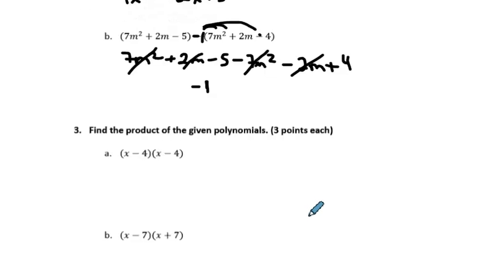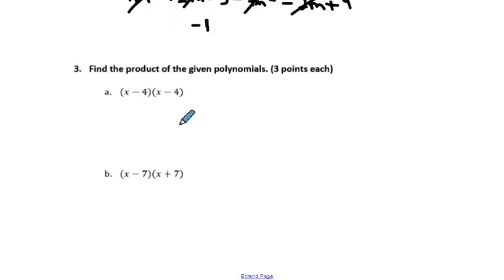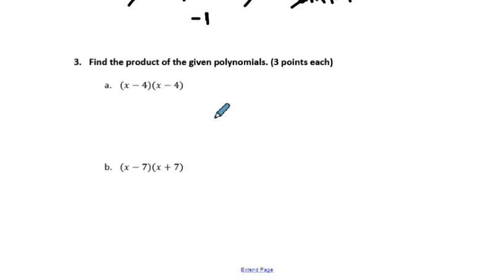All right, number 3, it says find the product of the given polynomials. Now we are multiplying two binomials. Remember, you have that acronym FOIL, F-O-I-L, first, outside, inside, last. But on this one, we have that pattern that we can apply. These are both subtraction, and each of these quantities are the same, and each of these quantities are the same.